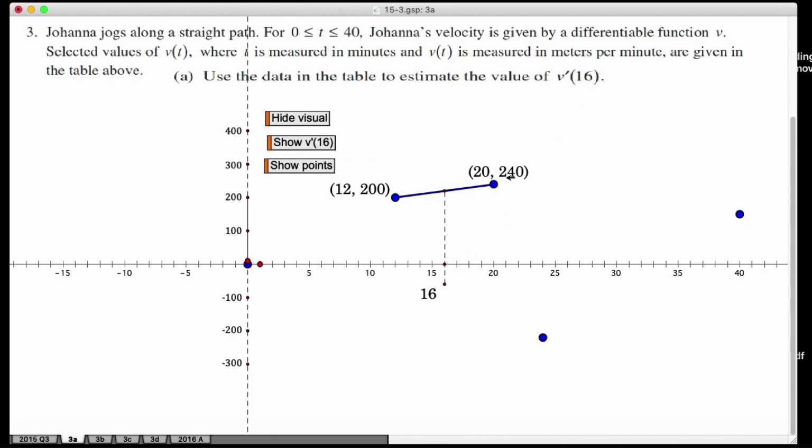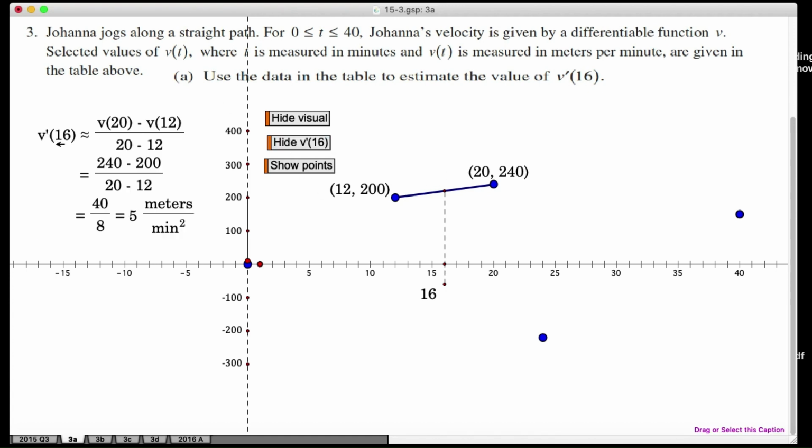The slope of a line is change in y over change in x. It's nice to write it out. V prime, which is the acceleration at time 16 minutes, is going to be v of 20 minus v of 12, that's the change in y, over 20 minus 12, that's the change in x. Then plug the numbers in, and you get 5 meters per minute squared, which is an acceleration. Velocity over time is meters per minute per minute, which is meters per minute squared, okay?